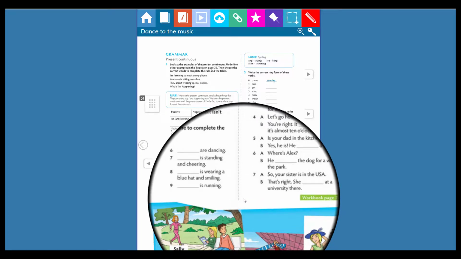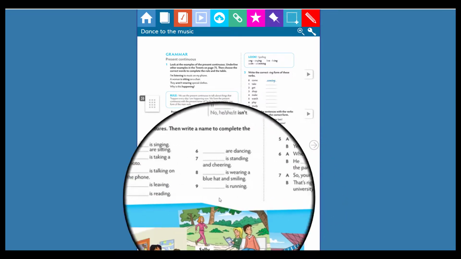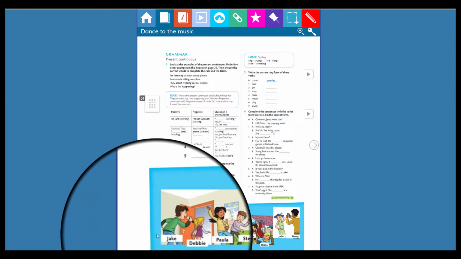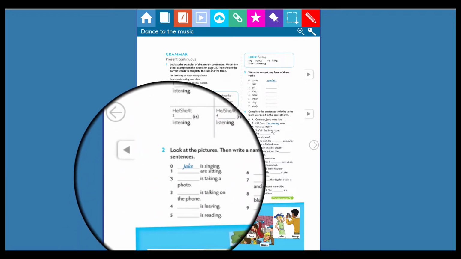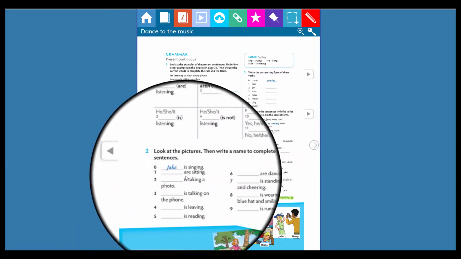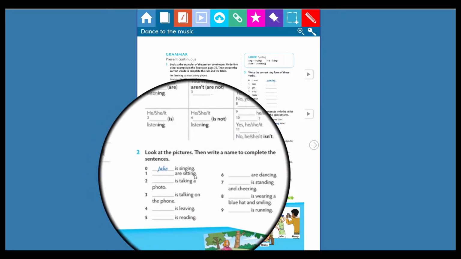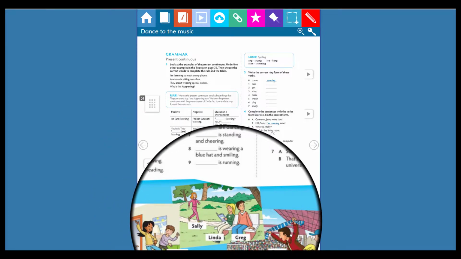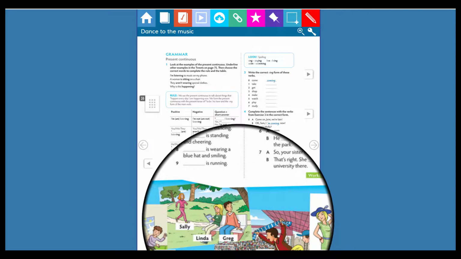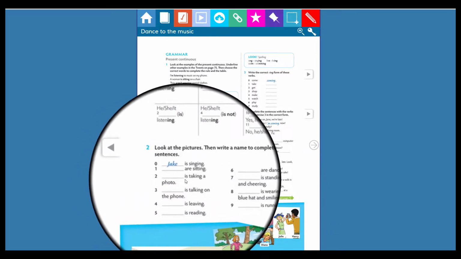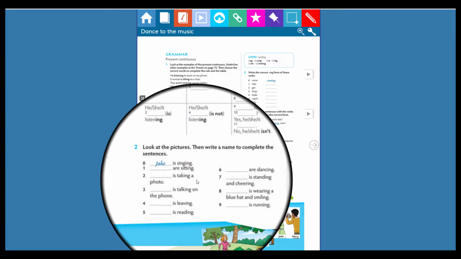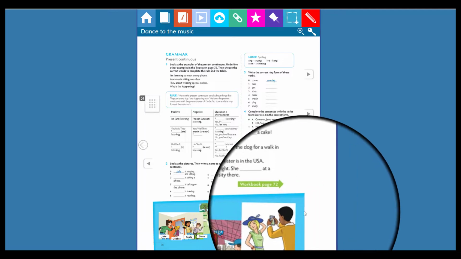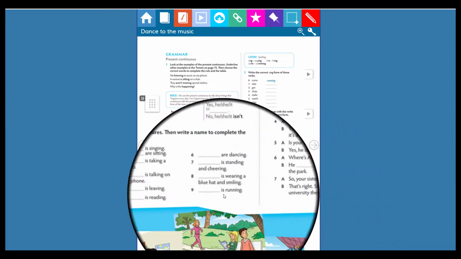Did you finish? Great. So let's check now. Number 0 says, Jake is singing. This is Jake, so it is correct. Number 1, are sitting. Two people are sitting. The names are Linda and Greg. Very good. Number 2, is taking a photo. Is taking a photo. The name of the person is Harry. Yes, Harry is taking a photo.